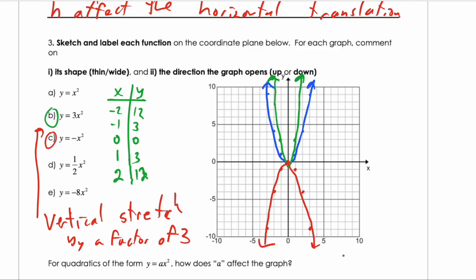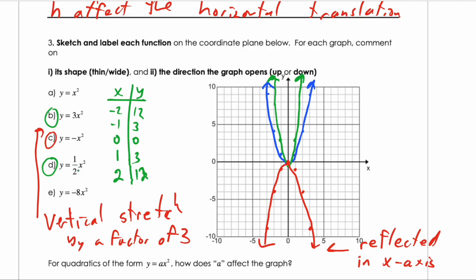Okay, so we say this is reflected over the x-axis or reflected in the x-axis. Okay, it's reflected in the x-axis. Now let's take a look at the next one.